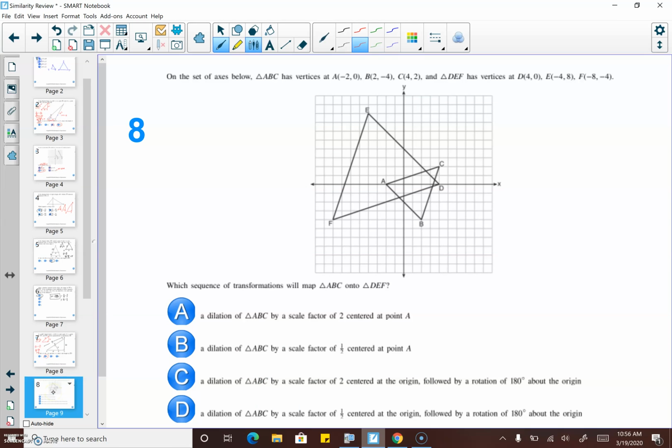On the set of axes below, triangle ABC has those vertices and DEF has those vertices.